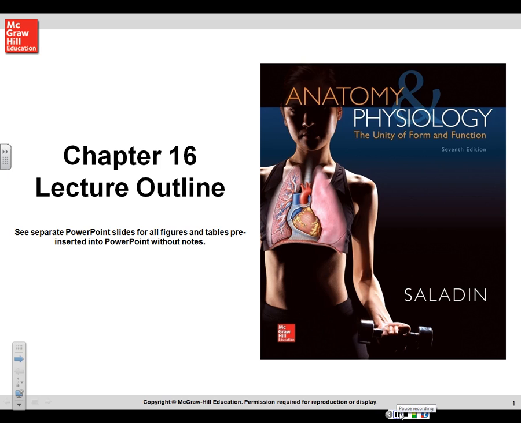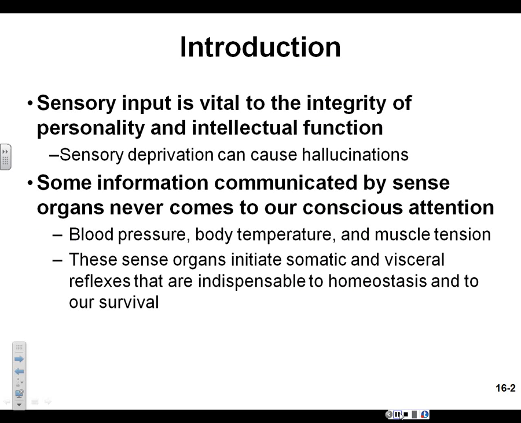Chapter 16, Anatomy 202. Chapter 16 deals with the special senses. So again, we're going to be looking at the special sense organs. Again, we talked about last time the hypothalamus, that region of the brain that regulates homeostasis. It regulates our body temperature, and also regulates our blood pressure.